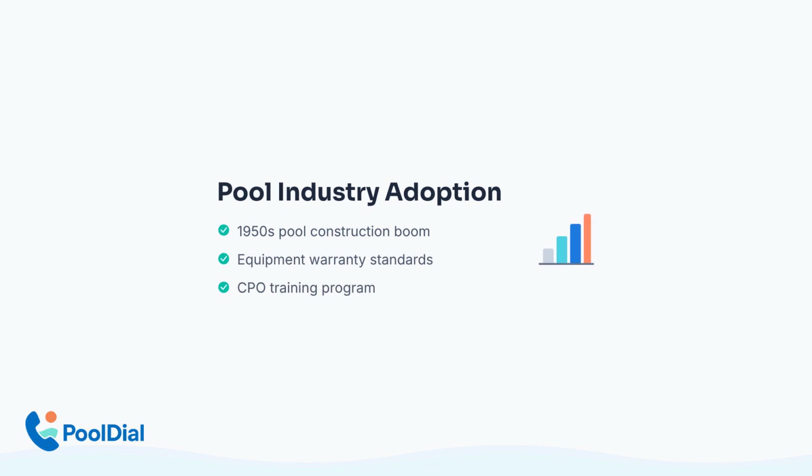The pool industry adopted LSI through the 40s, 50s, and 60s. The post-war pool boom created millions of plaster surfaces needing balanced water. Equipment manufacturers needed chemistry standards, and the CPO training program needed a quantitative method to teach water balance.